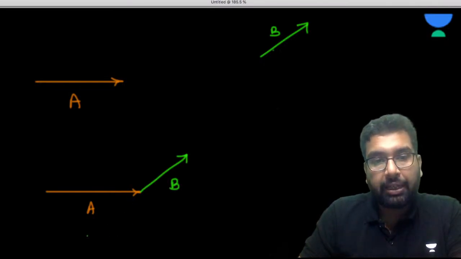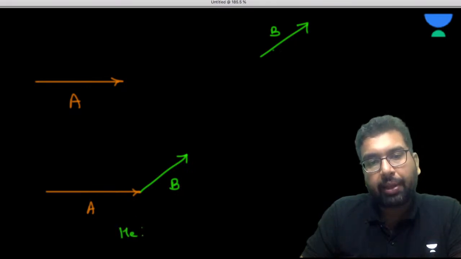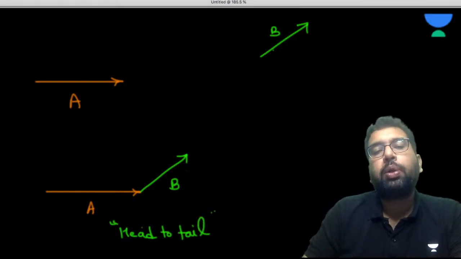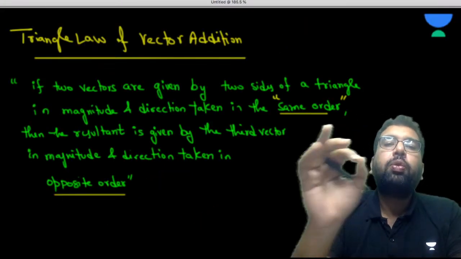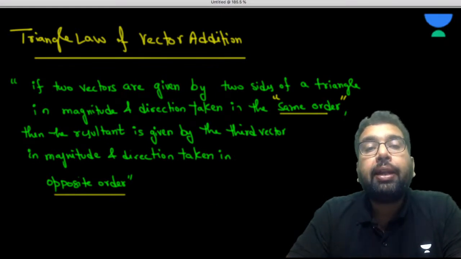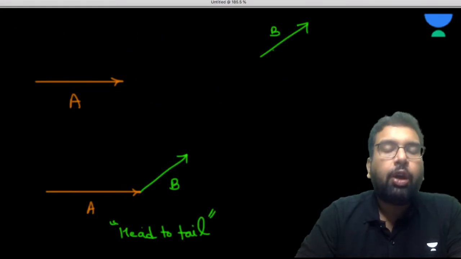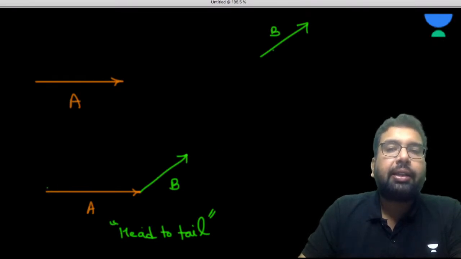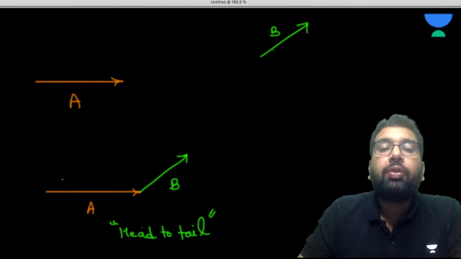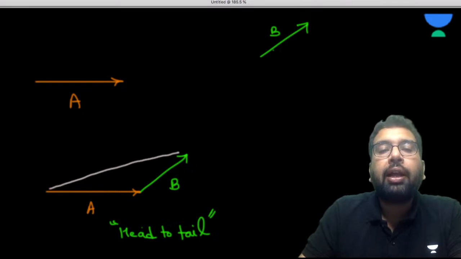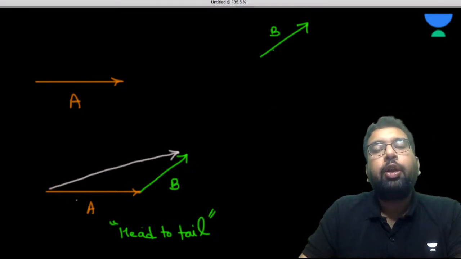Taken in the same order means head to tail. So in the triangle law, you have to connect the vectors head to tail. See, the A vector's head is connected with the tail of B. This is what is written. So if two vectors are given by two sides of a triangle in magnitude and direction taken in the same order, because this is a head to tail connection, then the third side of the triangle is going to give you the resultant of these two vectors.